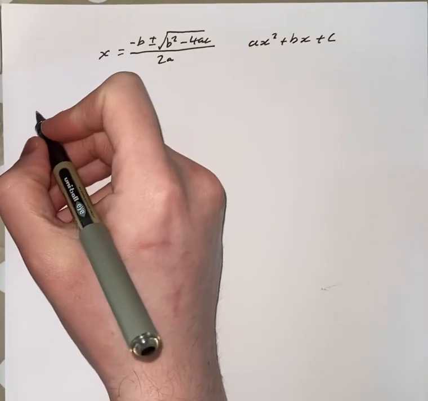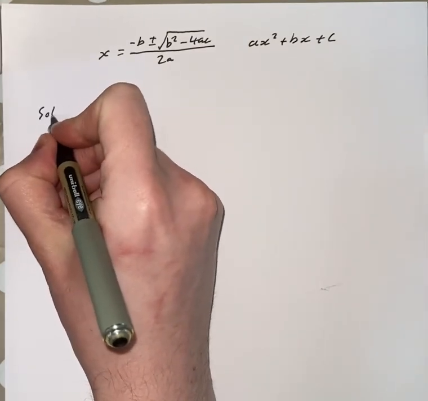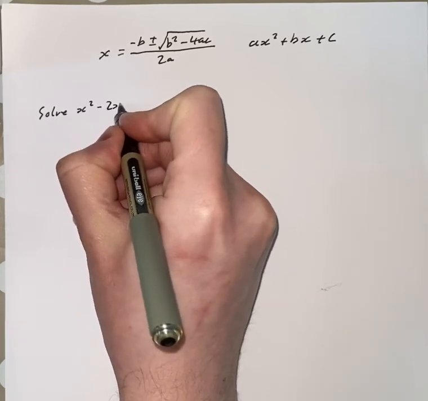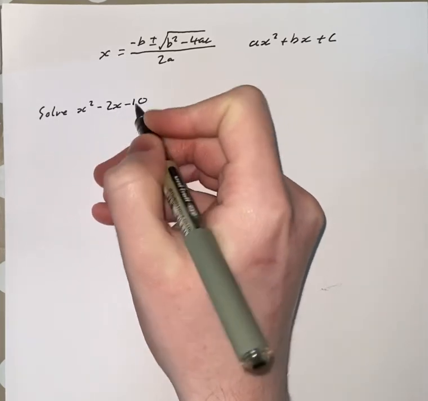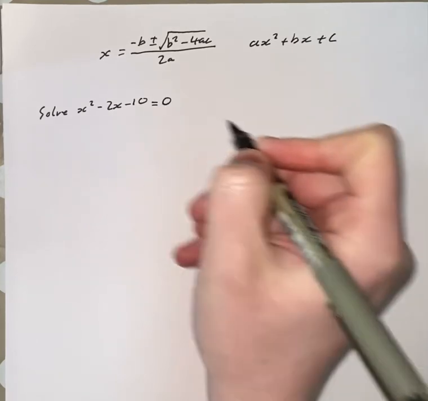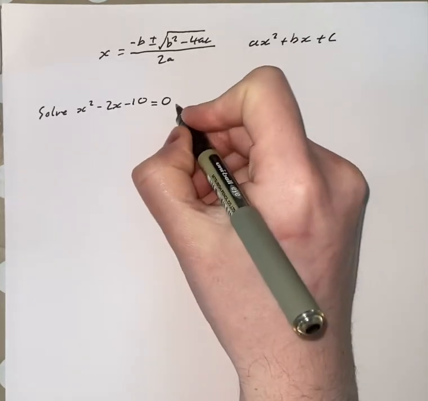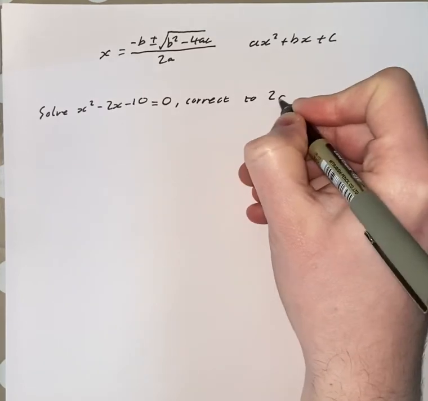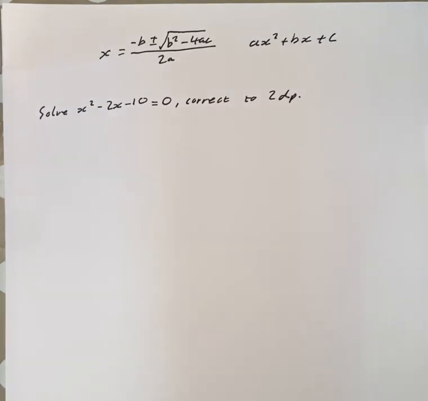So what we're going to do is solve x squared minus 2x minus 10 equals 0. Again, similar to yesterday, it has to be equal to 0. Correct to 2 decimal places. That's your kind of clue. If you see this, correct to 2 decimal places, 3 significant figures, whatever it is, that tells you that you're going to have to round it. It's not going to be a number you're going to be able to get without a calculator, not being able to do it without this quadratic formula.